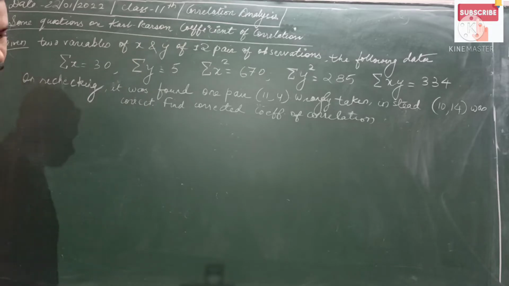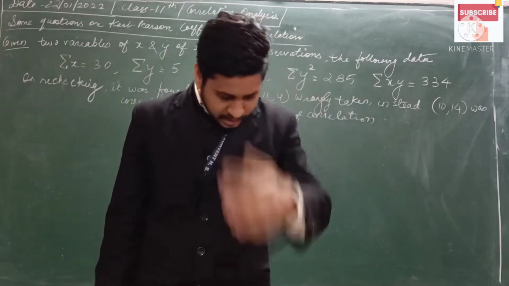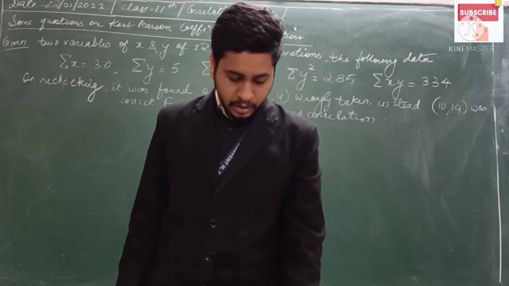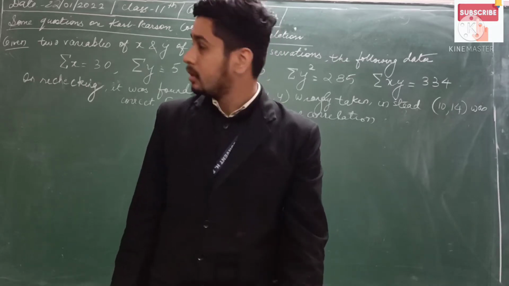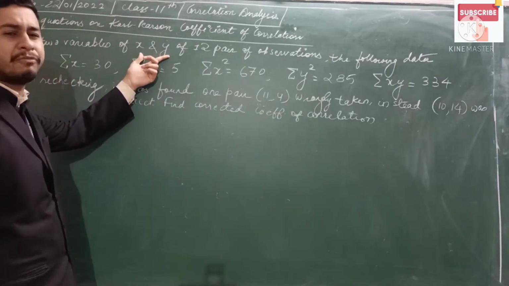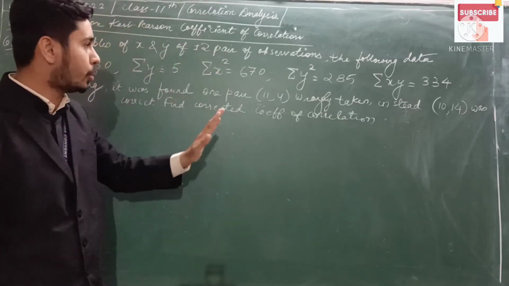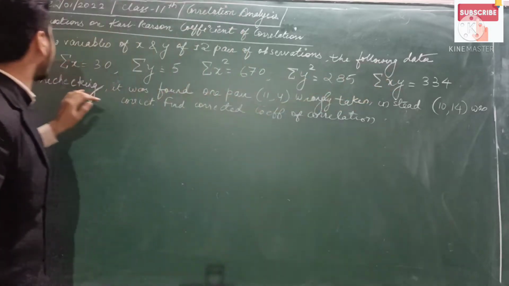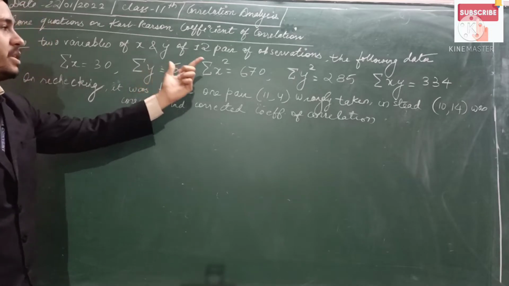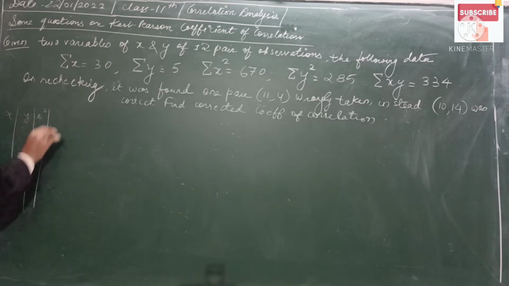I'm taking the last question of the exercise. The question is: in calculating the coefficient of correlation between two variables x and y for 12 pairs of observations, the following data was obtained. Of 12 pairs means n is equal to 12. The following data: summation of x is 30, summation of y is 5, summation of x square. Are you getting that? What all things are you given?